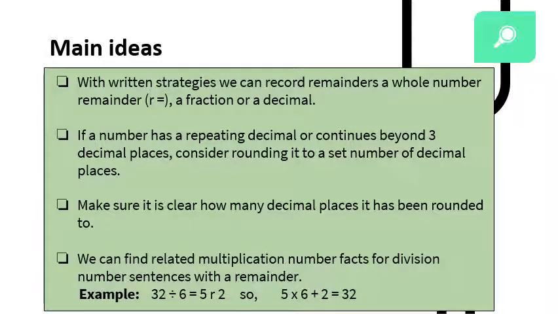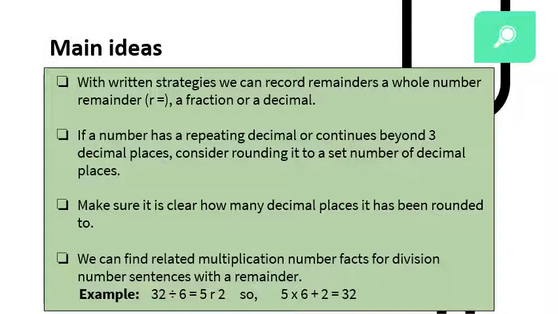So just to sum up our main ideas from today, with written strategies, we can record remainders as a whole number remainder, like r equals, as a fraction or as a decimal. If we're recording it as a decimal remainder, and it's a repeating decimal like 0.33333, or it continues beyond 3 decimal places, it's a good idea to consider rounding it to a set number of decimal places, usually 1 decimal place or 2 decimal places. If you're doing that, make sure it's clear how many places it's been rounded to, so you need to write it down, such as rounded to 1 decimal place or rounded to 2 decimal places.